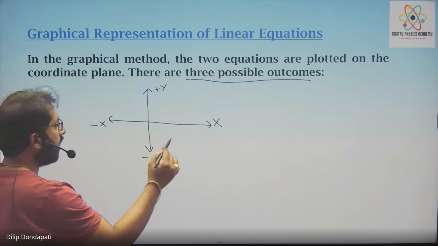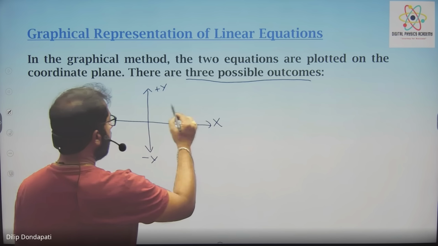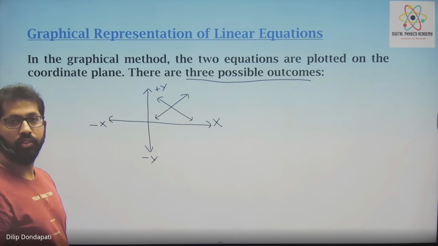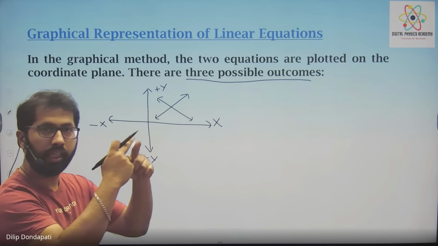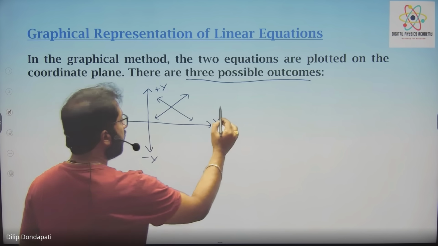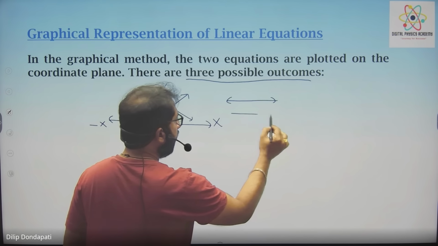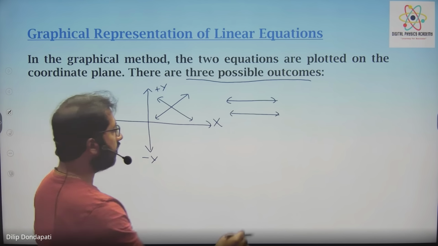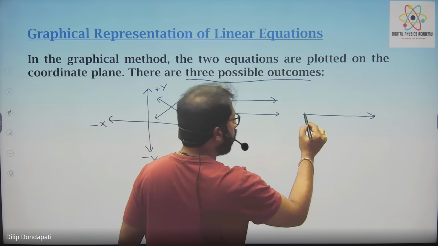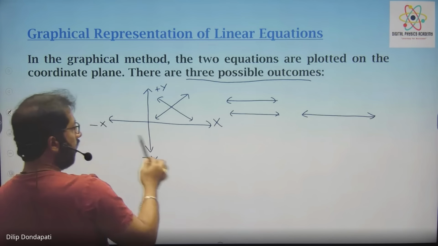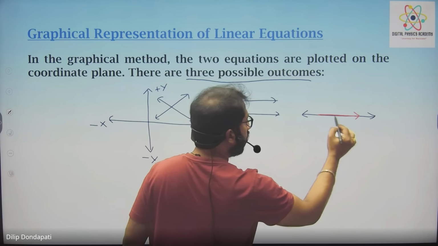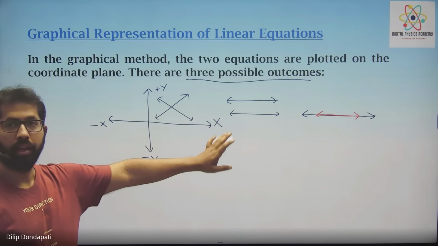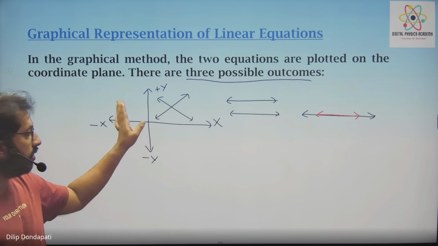See, it can be like this, intersecting. Look, the graphs can intersect. This one thing can happen. The other thing, the two graphs can be parallel. And the third thing is coincident lines, meaning one more graph lies on top of the other graph. This is called coincident lines. Okay, these are the only three possibilities. Whatever pair of lines you draw, only these three cases will come.